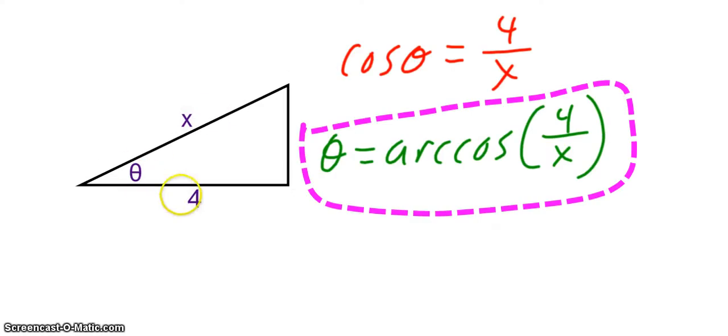Okay, so since we have theta, we have an adjacent, and we have a hypotenuse, I used cosine, so we can say cosine of theta is 4 over x. We aren't solving, we are just writing theta as a function of x. Therefore, I rewrite this as theta equals the arc cosine of 4 over x.